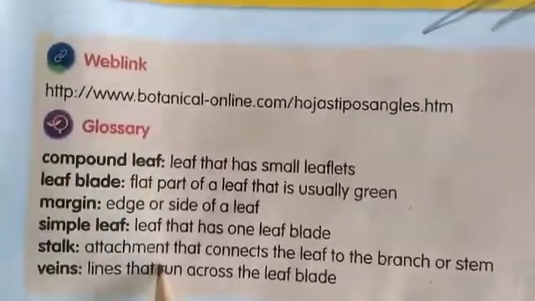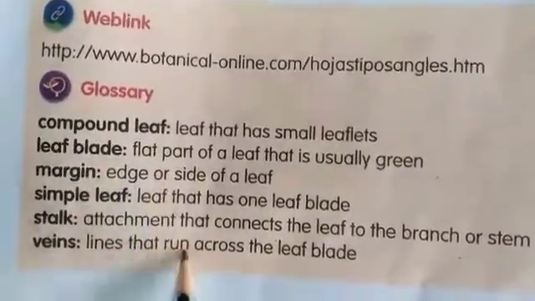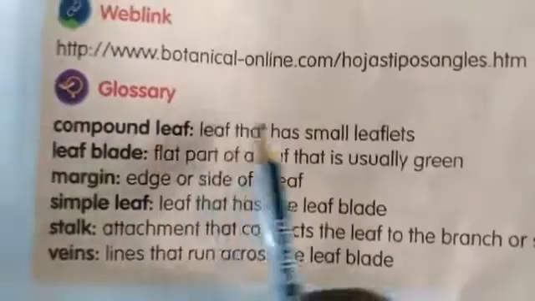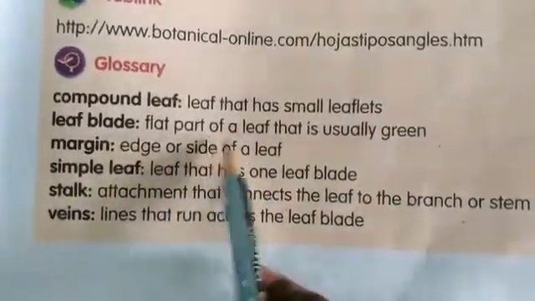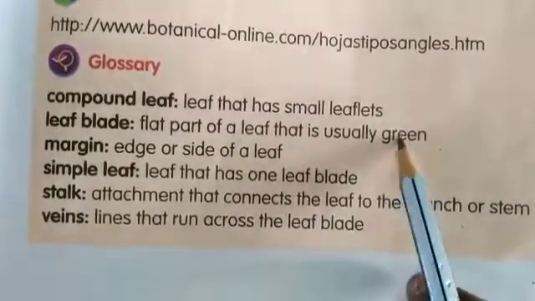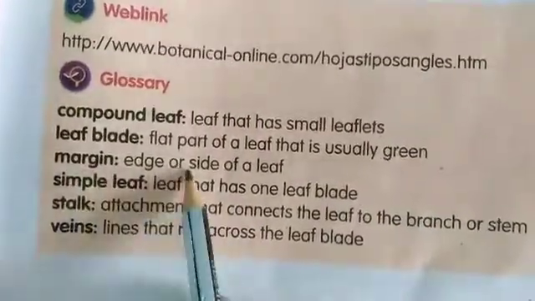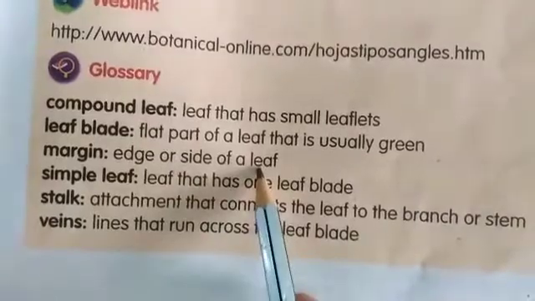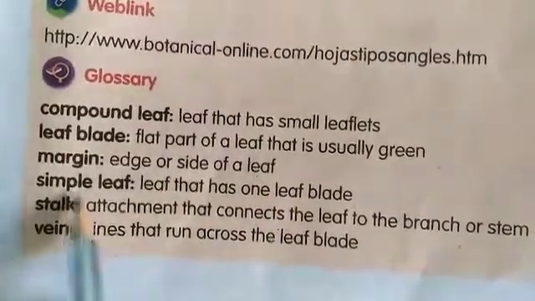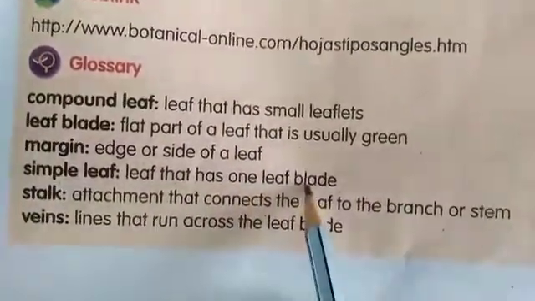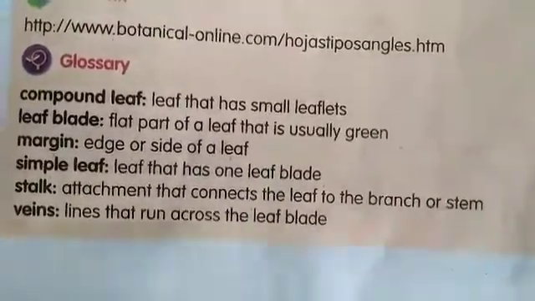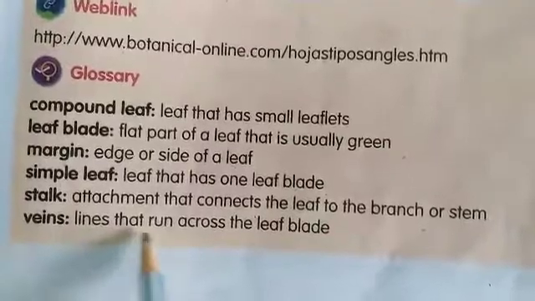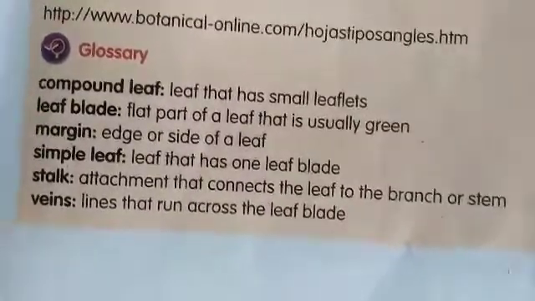You have to learn the glossary also, children. They may ask you in bits. Compound leaf: a leaf that has small leaflets. Leaf blade: the flat part of a leaf that is usually green. Margin: the edge or side of a leaf. Simple leaf: a leaf that has one leaf blade. Stalk: the attachment that connects the leaf to the branch or stem. Veins: the lines that run across the leaf blade.